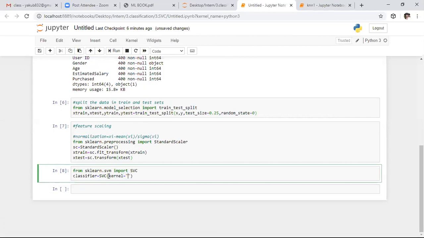So here I want to use the linear kernel initially. I am specifying linear here. After that, I want to specify random state also. If you want, you can specify the random state. So here I'm specifying random state equals to 0.